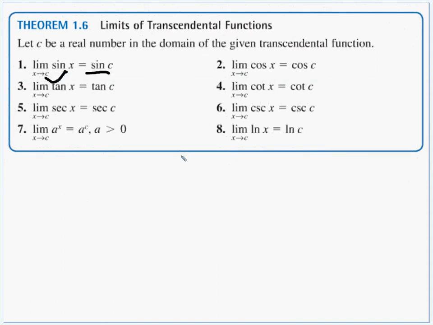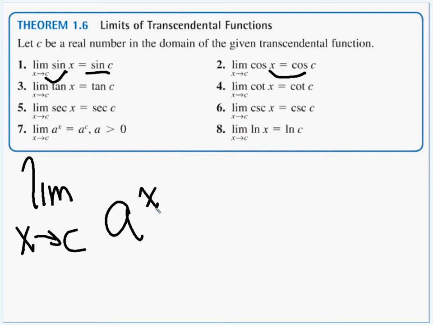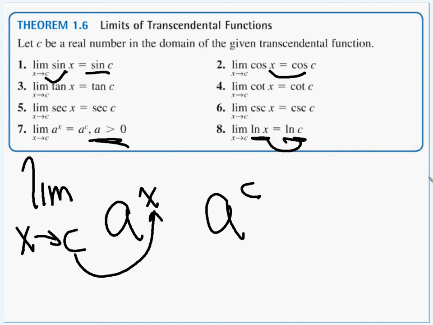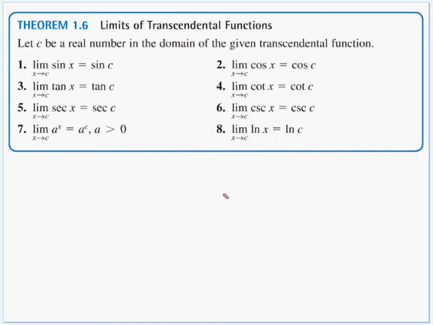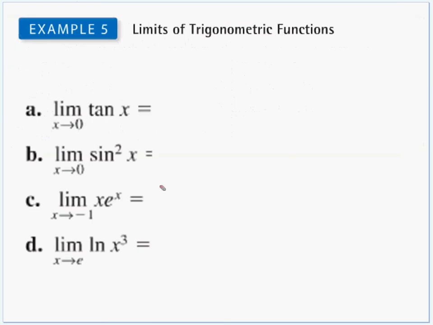Sine of x becomes sine of c. Cos of x becomes cos of c. And that works for all the trig functions. Now here, number 7, we have limit as x is approaching c of a to the x power. So now it's our exponent that is the variable, so that c is just going to be subbed in. So that will be a to the c power for a's that are greater than 0, positive values. It also works with natural logs. X is approaching c of the natural log of x. That just becomes the natural log of c. Always try direct substitution first.